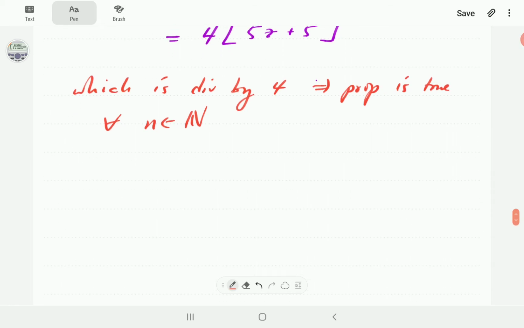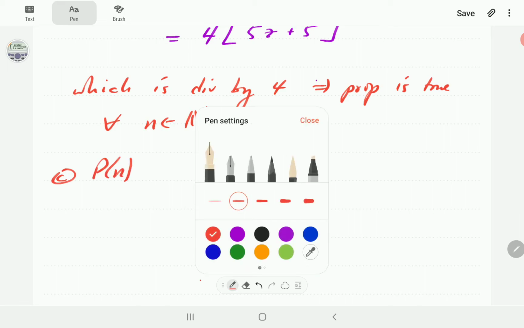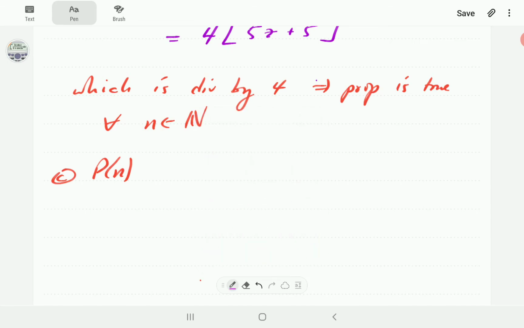We are now going to go to part C. In part C, we have P of n is equal to 4 to the power n plus 1 plus 5 to the power 2n minus 1. The proposition is that this is always divisible by 21. Okay.